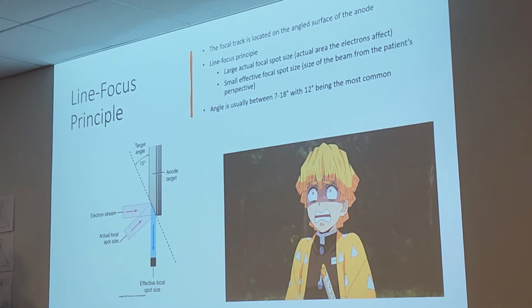So the line focus principle: the actual focal spot size is the actual area the electrons hit, so they're coming in. This is how thick it is right here. You see how big this is? It's coming in, and then the effective focal spot is when it hits the target and becomes smaller, as you see, right? The angle that is usually utilized is 12 degrees. This is the most common, but there is a range, 7 to 18. You also need to know that range. Question? So we're gonna get into something like SOHCAHTOA, but I forget what it's called.